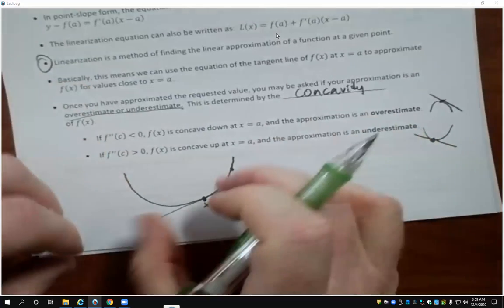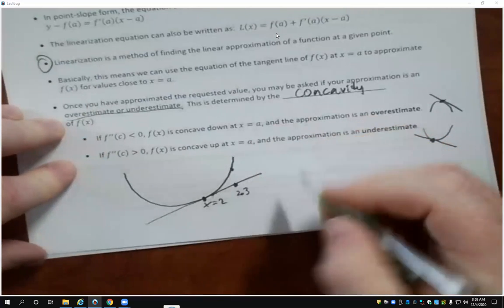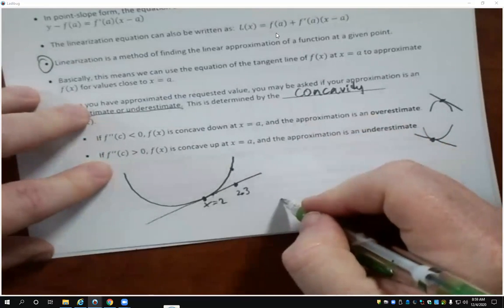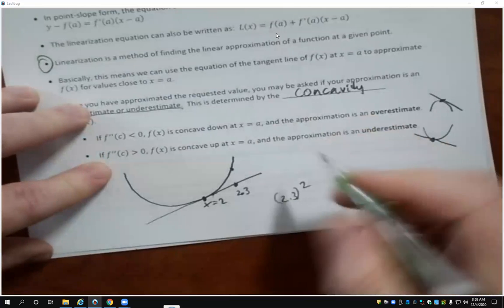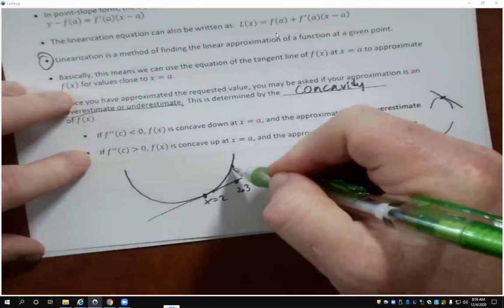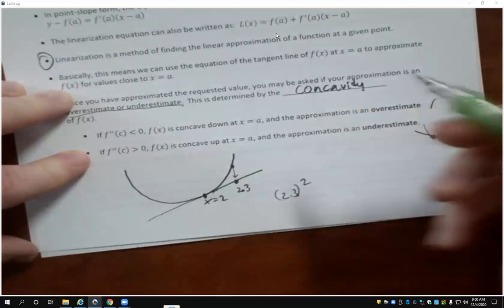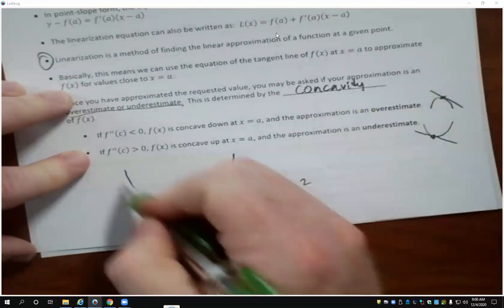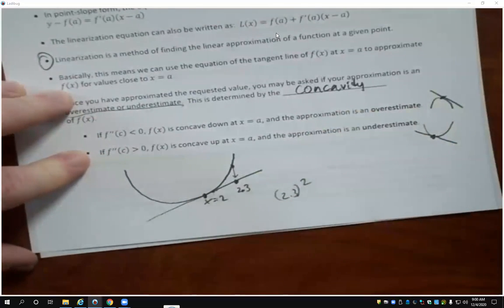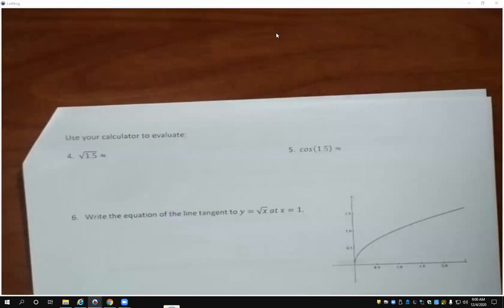And picture this, we've zoomed really far in, right? So if I want to estimate what 2.3 squared is, I plug it into my tangent line and it's going to estimate it for me. It's going to be an underestimate because it's below the actual value. And that's because we are concave up. So my tangent line is down here. I hope that explains it. I'm going to try and do it right here with an actual function.